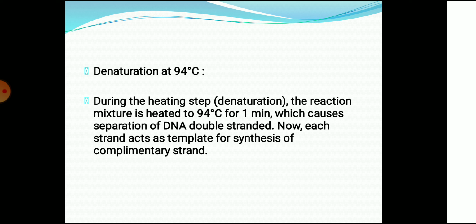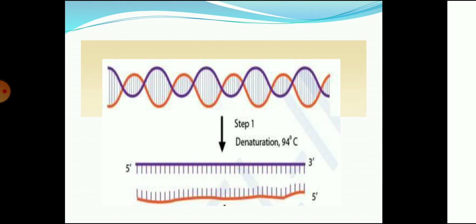Next is denaturation at 94 degrees Celsius. During the heating step, denaturation, the reaction mixture is heated to 94 degrees Celsius for 1 minute, which causes separation of DNA strands. Now each strand acts as a template for synthesis of the complementary strand. Here the structure of denaturation is given.